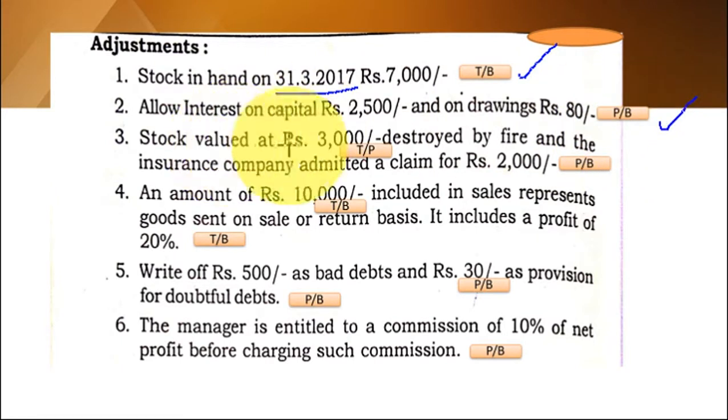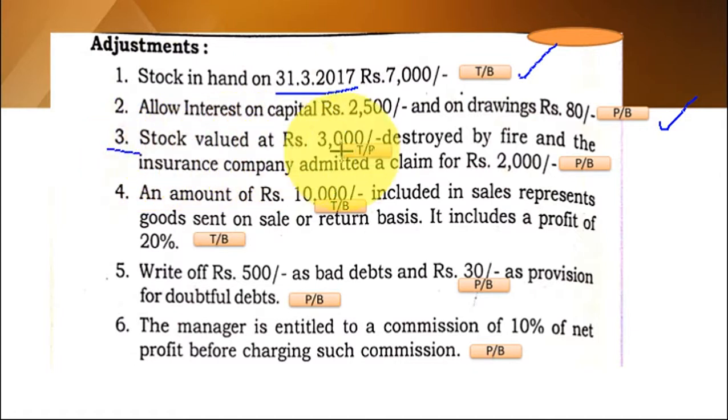Stock valued at rupees 3,000 destroyed by fire, and the insurance company admitted a claim for rupees 2,000. See here, there are two figures, right? So it should appear 4 times in total in adjustment 3. Don't get confused. Let's see one by one.